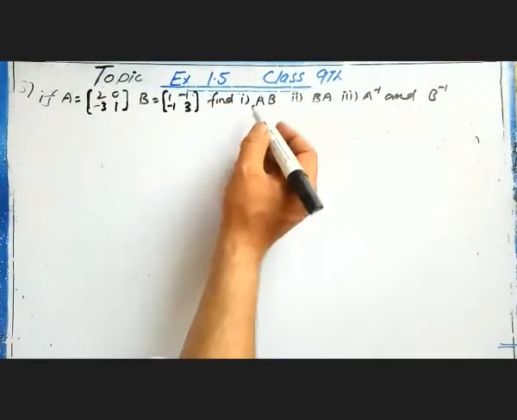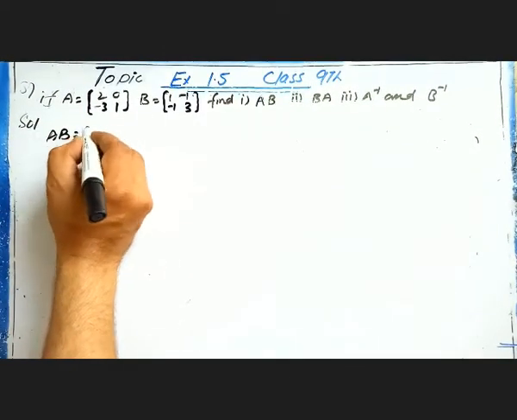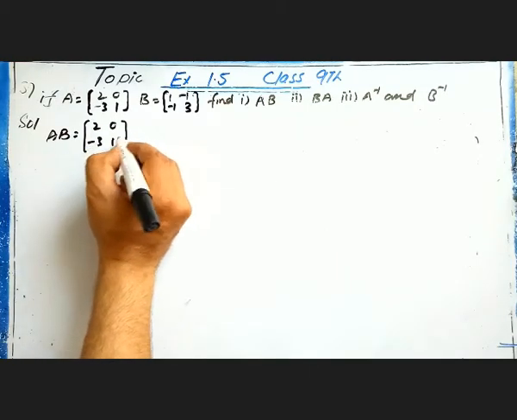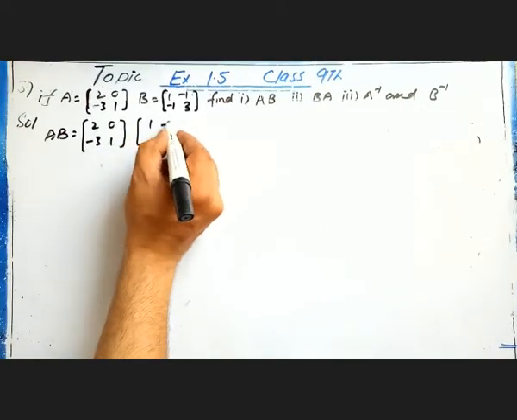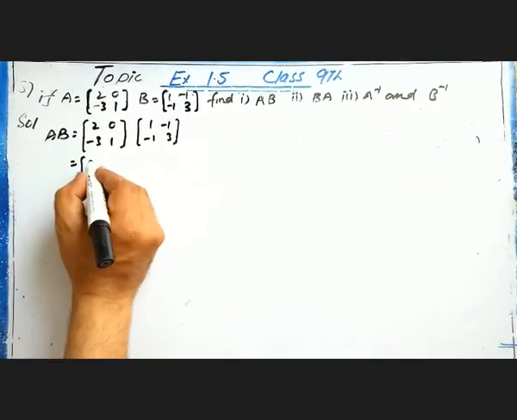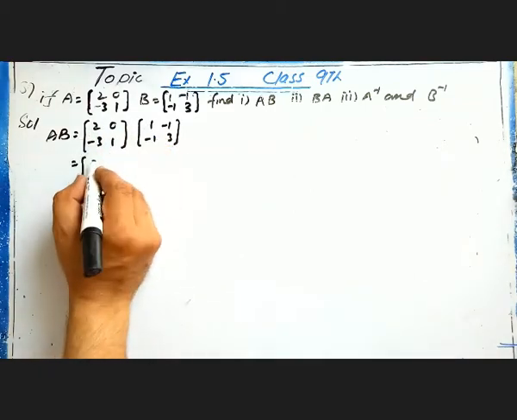So सबसे पहले हम फाइंड करते हैं AB. Solution: AB, इनका मल्टीप्लिकेशन है [2 0; -3 1] and ये हमारे पास है B is equal to [1 -1; -1 3]. So this will become, first row first column, so 2 1s are 2.